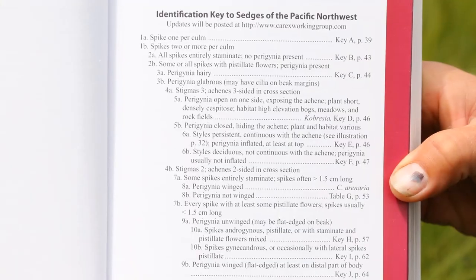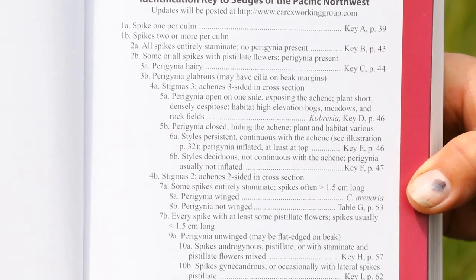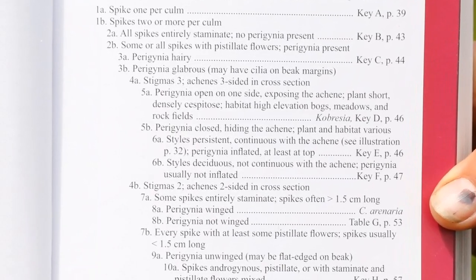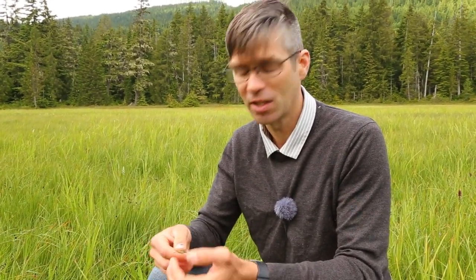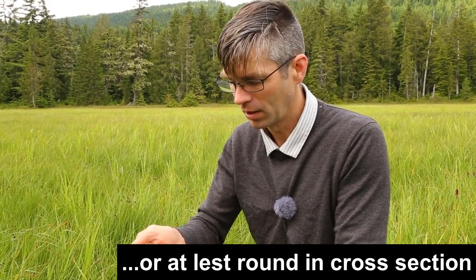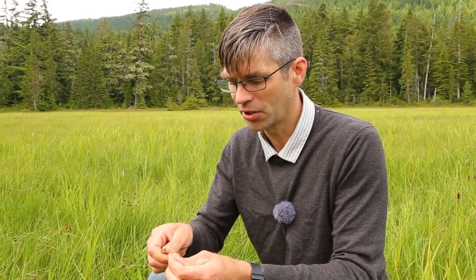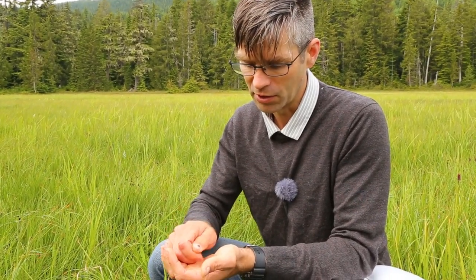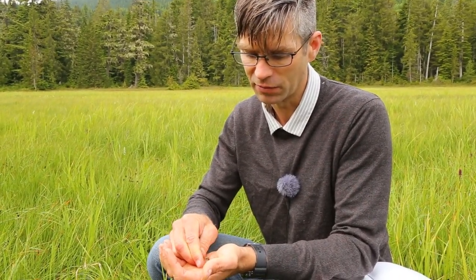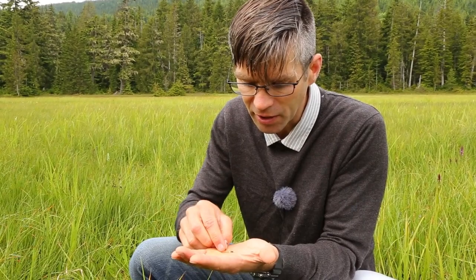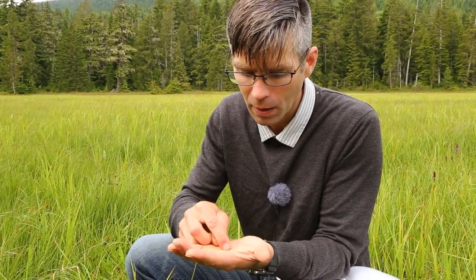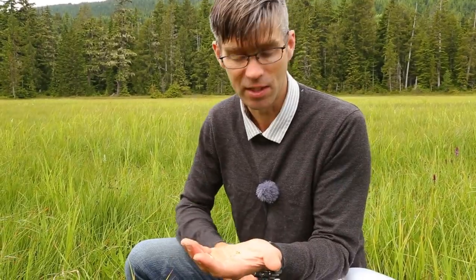4A says stigmas 3, achenes 3-sided in cross-section, or 4B, stigmas 2, achenes 2-sided in cross-section. Just a little trick: usually when the achene is 3-sided, the perigenia is more inflated and rolls around a little easier in your hand, whereas when the achene is 2-sided, usually the perigenia is flatter and doesn't roll around as easily. Actually, since this is our first sedge, I'm going to bust one of these perigenia open, and we're going to take a look at the achene on the inside.